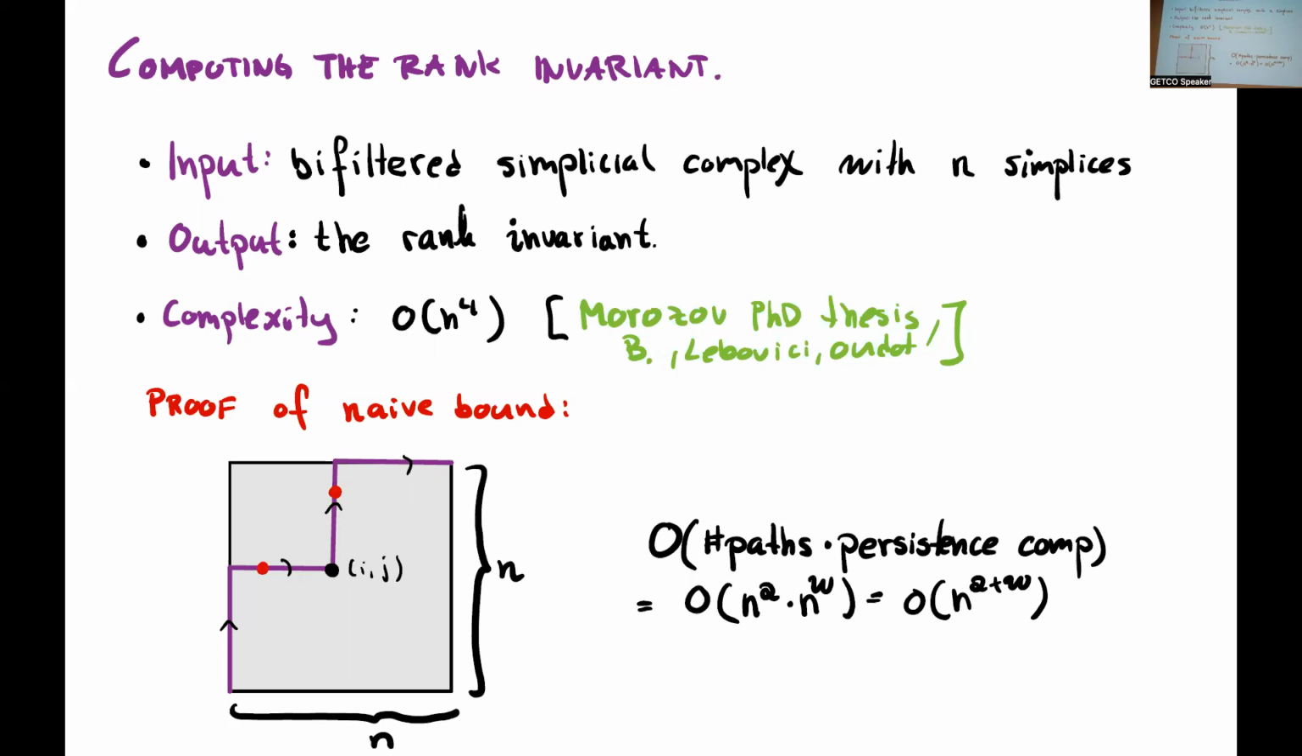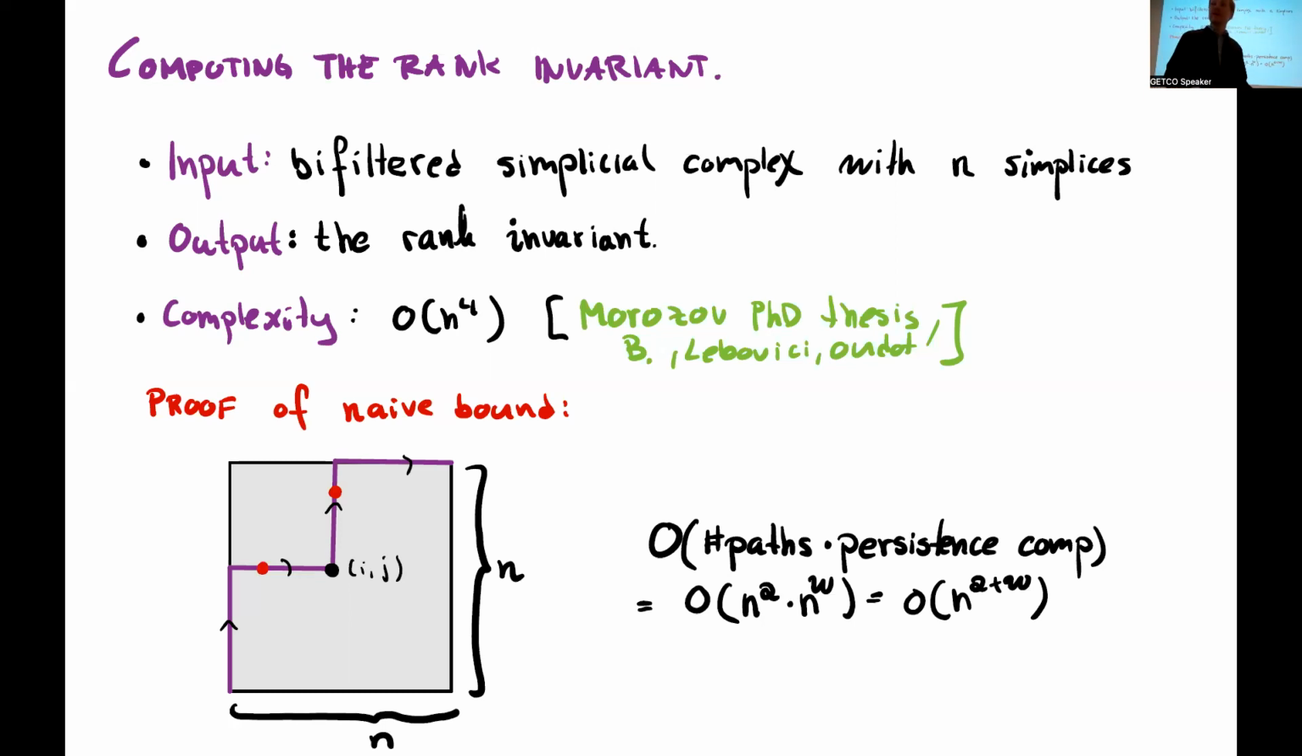So how many such paths are there? Well, there are n squared, because there are n choices for i and n choices for j. And how long does it take to compute persistence? Well, that's n to the power of omega, with that matrix multiplication constant. So in practice, O(n^5).